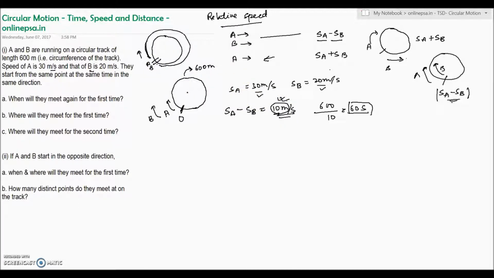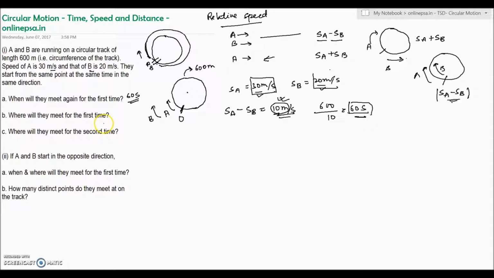And where is that 10 meter coming from? 10 meter per second is coming from the relative speed of A and B, right? If you freeze B here, then you can tell that A is moving ahead with a speed of 10 meter per second because both are moving in the same direction. So after 60 seconds, A catches up with B. So we can write the answer here as 60 seconds for the first question.